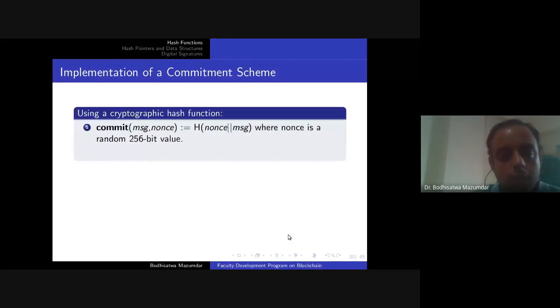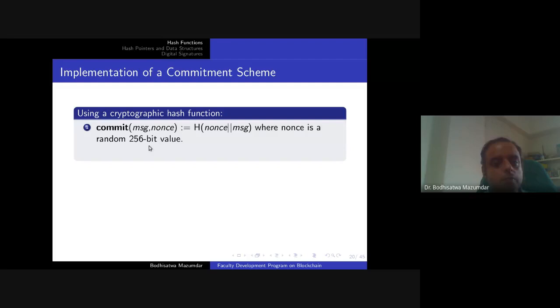So using a cryptographic hash function, what do you do? This commit function, that means you are sealing this envelope, is being done by a hash function. Basically, the message that you want to hash would be of a finite size. Most often it is of a finite size, and hence as the sample space of this message is very small, you append to it a nonce, which is a very large key value. A nonce is a random 256 bit value.